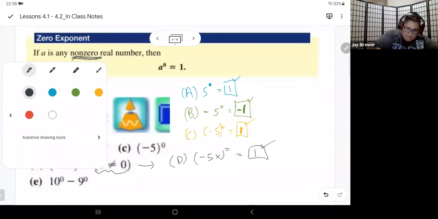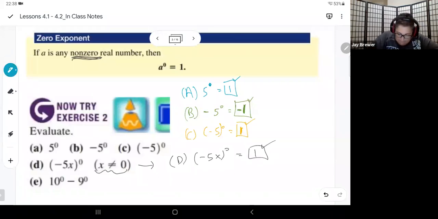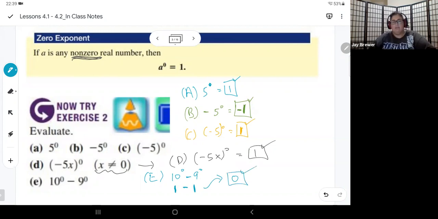Now, E is a little bit interesting. E says 10 to the 0. Well, we know that's 1. Minus 9 to the 0. Well, that's also 1. So then the answer is actually 0. But it has nothing to do with the zero exponent rule. It just has to do with how we evaluate it. Okay.